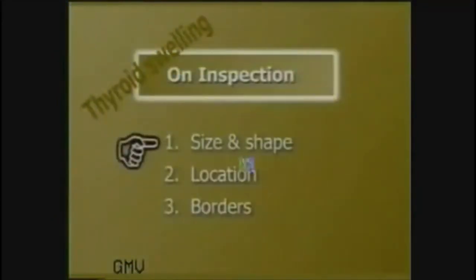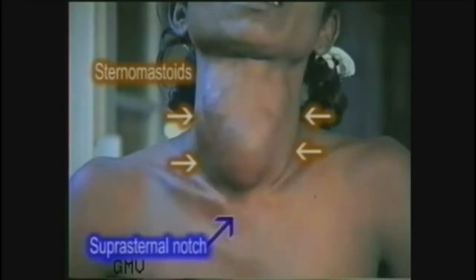First, note the size and shape of the swelling and its situation, whether it is on one side of the midline, in the midline, or whether it extends on both sides. Measure the exact size in centimeters using a measuring tape. Now note the extent of the swelling, particularly the lateral border in relation to the sternomastoid and the lower border in relation to the suprasternal notch of the sternum.